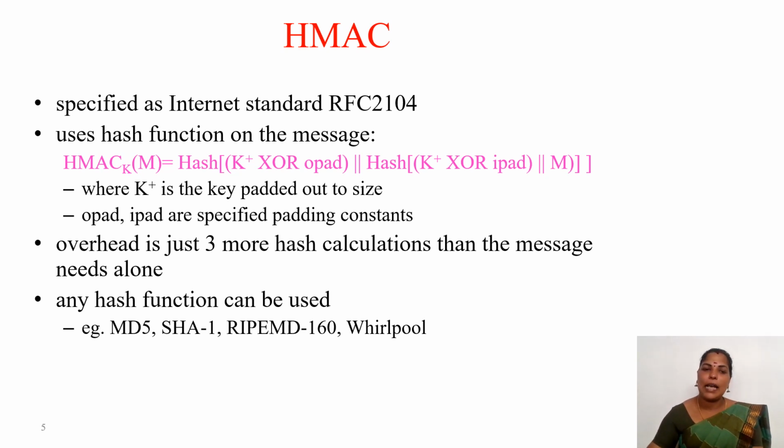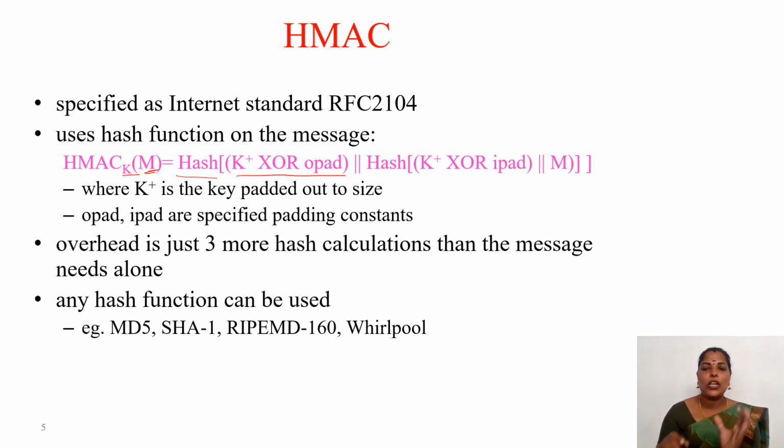So how it is applied is HMAC of K of M. What is K? K is the secret key and M is the message. So here we are using the message as well as the key. HMAC of K of M equals the hash of K plus XOR OPAD. What does K plus mean? K plus means it is the key with some padding added.